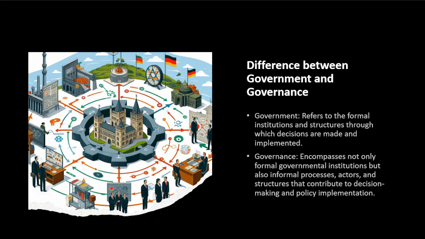Governance extends beyond to include informal processes and actors contributing to decision making and policy implementation. It is the process which government follows to carry out its business. For example, in Papua New Guinea, the following factors affect the function of the government, and that is found on page 5 of your study guide.